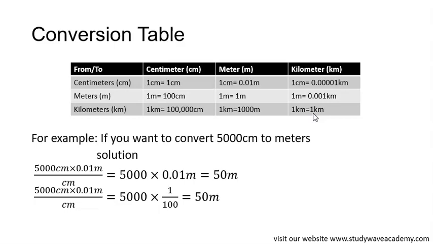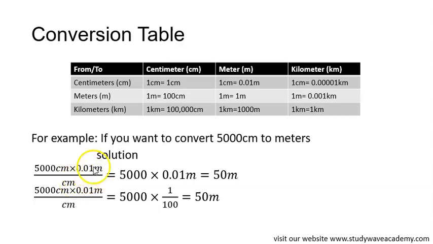Now we are going to apply this conversion table to an equation for us to understand better. Okay? For example, if you have to convert 5000 centimeters to meters, how do we go about it? To convert from centimeter to meter is what? 1 centimeter equals 0.01 meter, right? So to convert, we are using this.